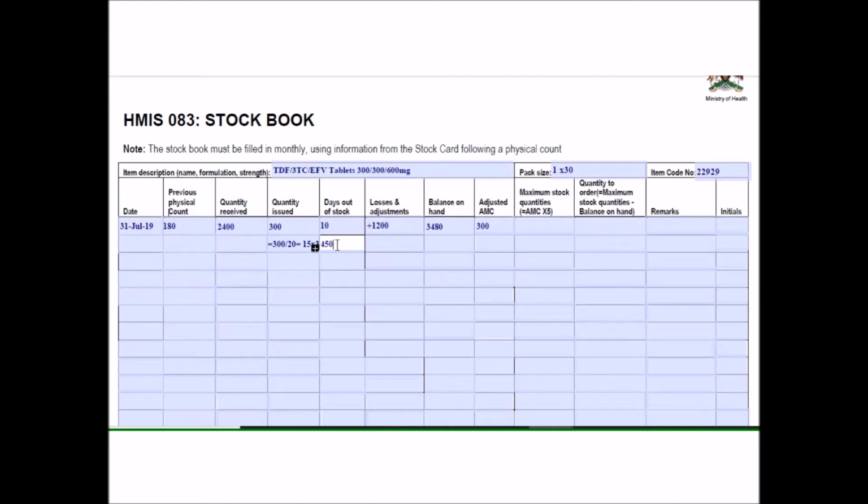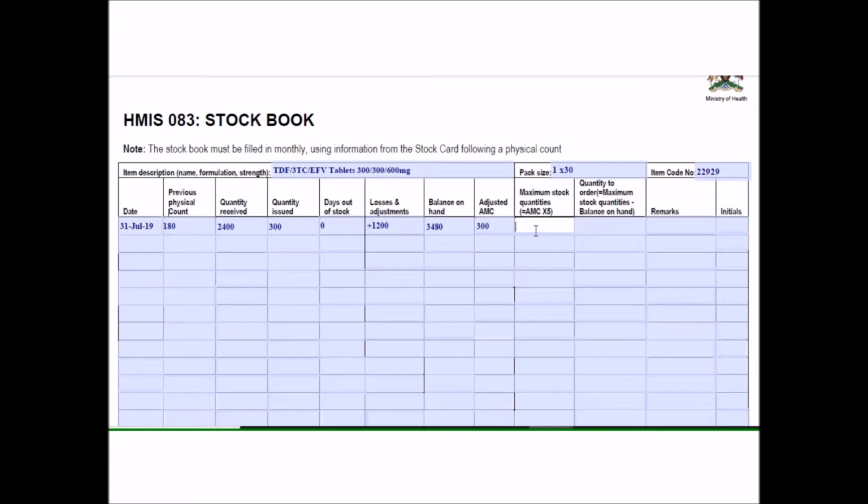However, we had no days out of stock, so our adjusted consumption will be 300 divided by 30, which is 10, times 30, which is 300. If we had the other months when we had data, we would take the average for the 3 months.